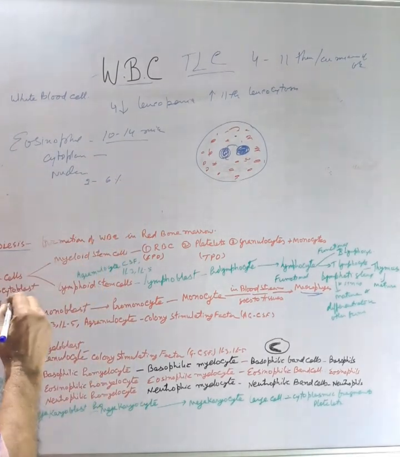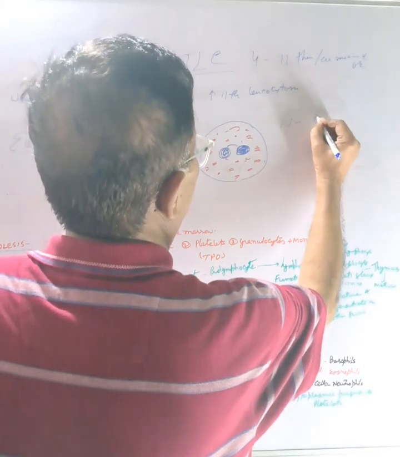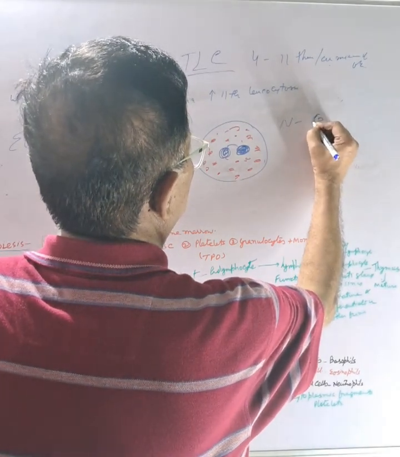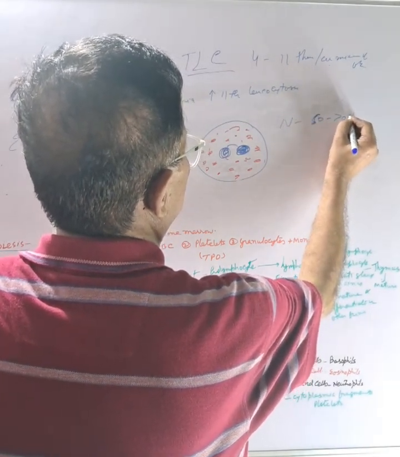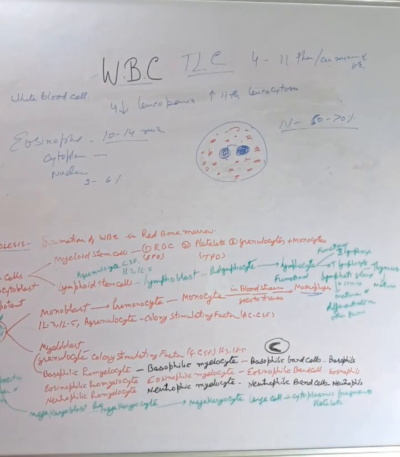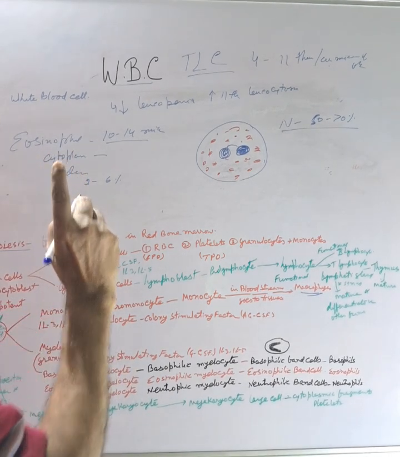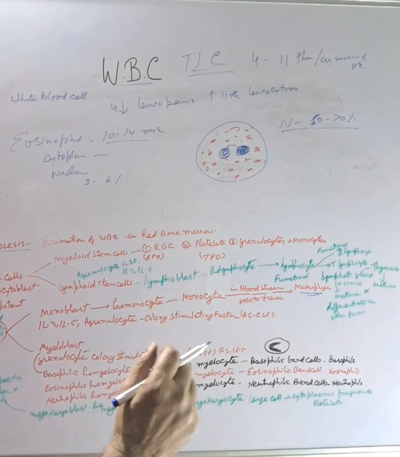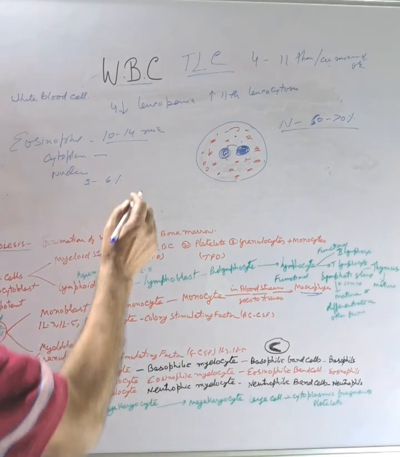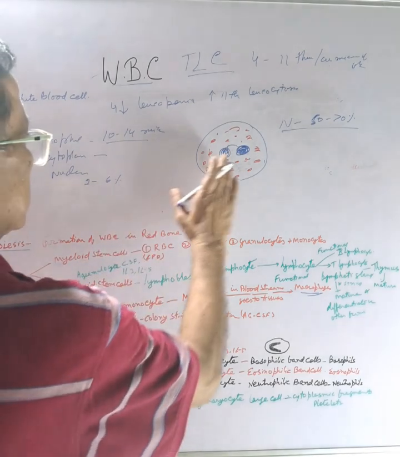In neutrophil it was 50 to 70%. What is the meaning? When you count 100 WBC, then you will get 50 to 70% neutrophils. When you count 100 WBC, then you will get 2 to 6% of this eosinophil. It is clear?